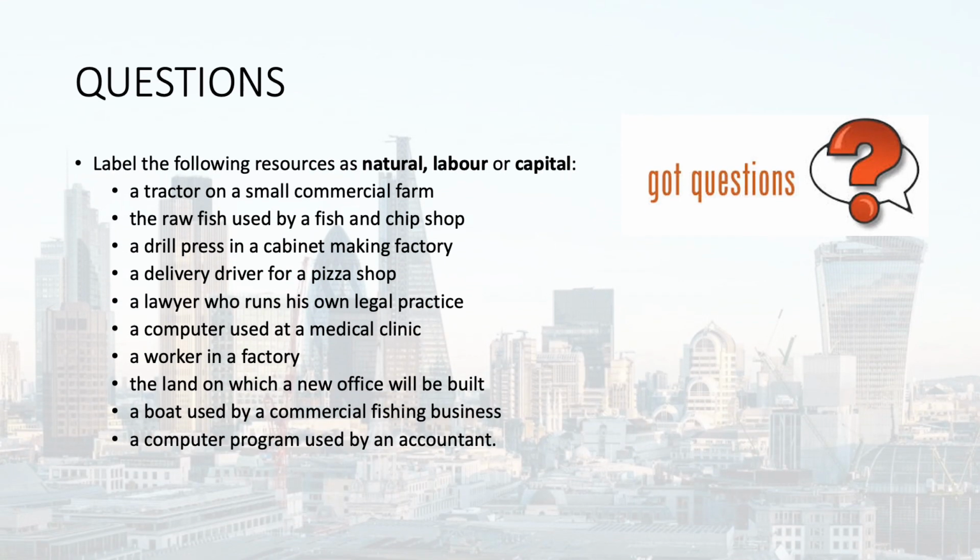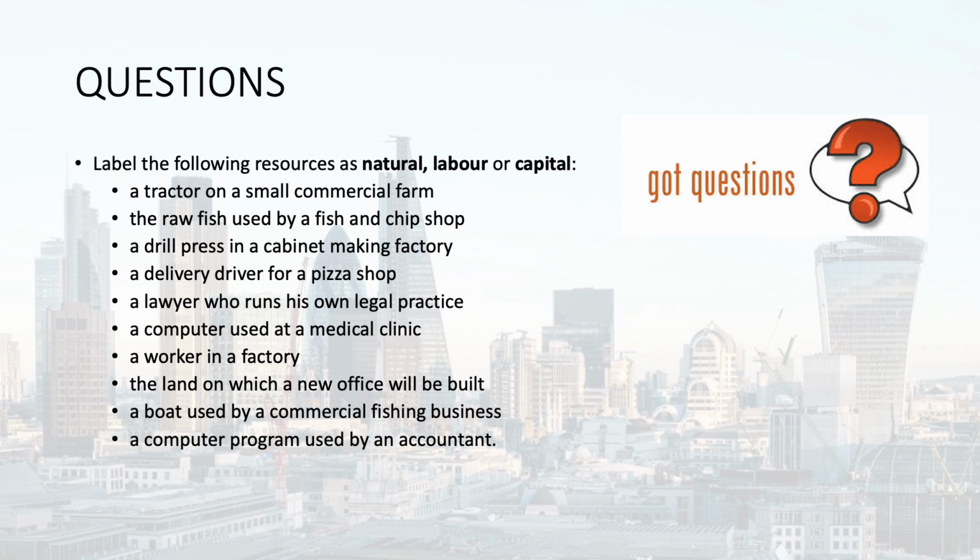This last slide is a pretty straightforward one as well. All we really want you to do with this one is to look at the following resources that we've listed and just tell me which one is natural, which ones would be labour, which ones would be capital. For example, the first one is a tractor on a small commercial farm. Well, it's not a natural resource because a tractor is not made by nature. It's not a labour resource because it's not an employee, but it is a capital resource because it's a capital piece of equipment that the business would be using.